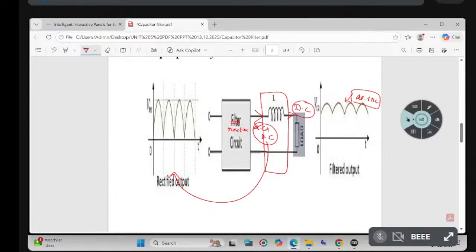If we need a perfect design, we go for the capacitor design. Clear all of you? So draw this diagram.